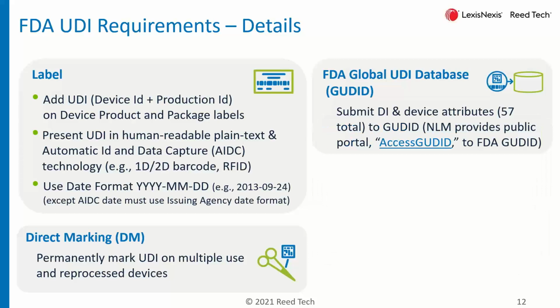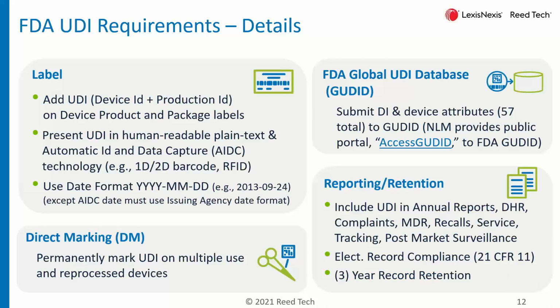The third major area is reporting information to a database that health authorities generate. In this case, the FDA named theirs the Global UDI Database, so GUDID is the nickname there. And for each device, there's a number of attributes, 57 attributes that are reported, and that information, with just a couple exceptions, is made public through the National Library of Medicine website, AccessGUDID.